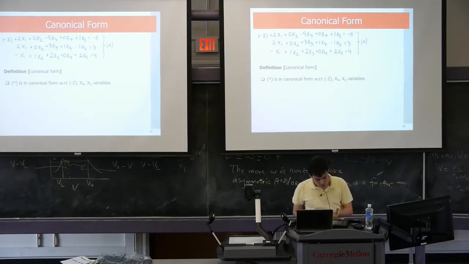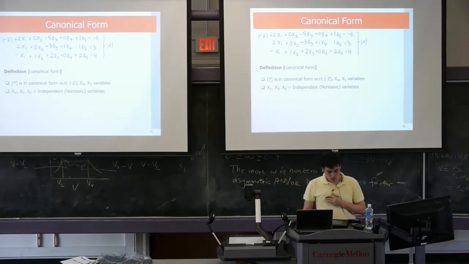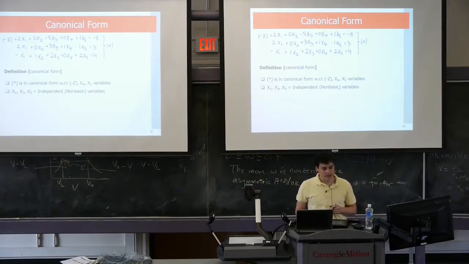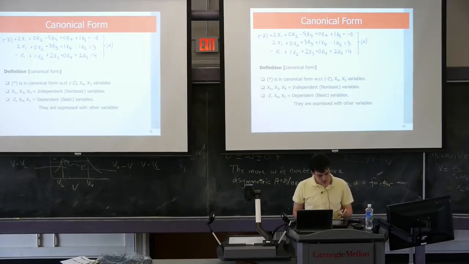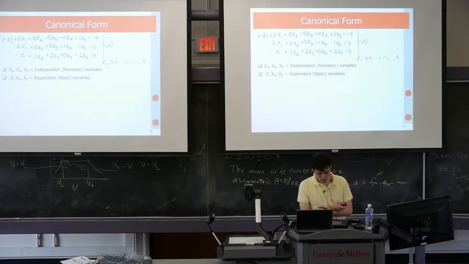So we say that this new equation system, star, is in canonical form with respect to variables -z, x4, and x2. We say that x1, x3, x5, that is the other variables, are so-called independent, non-basic variables. And minus z, x4, and x2 are so-called dependent or basic variables because they can be expressed with the other variables. Okay?